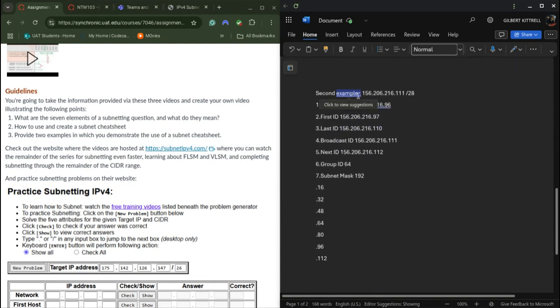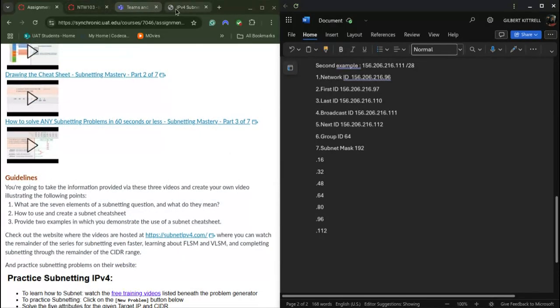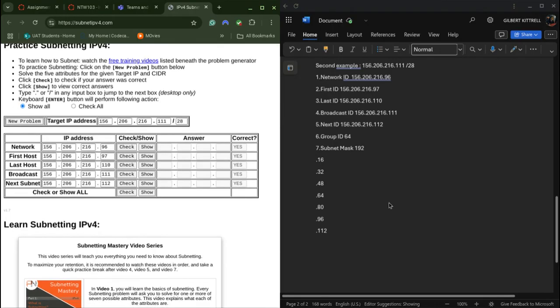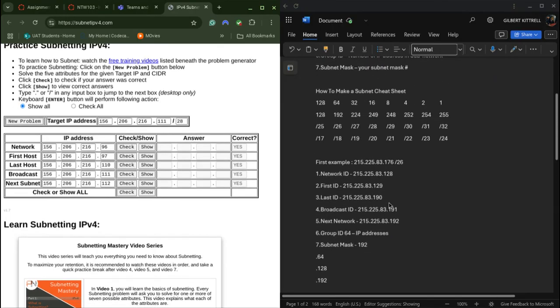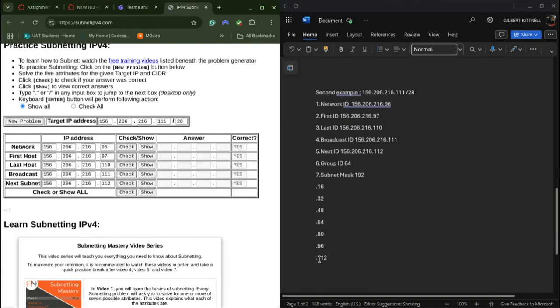Second example that we have is 156.206.216.111/28. And I have that one put in right here. So going through the steps that we walked through on the first example, we did the same thing. So I went through here until I got in between the last IP on here, or last octet, I should say.